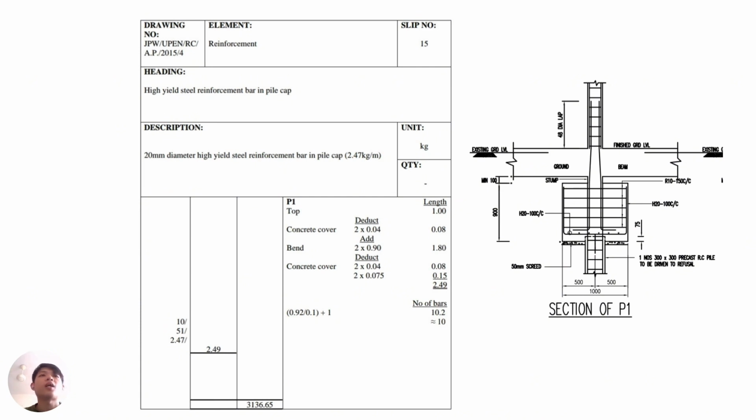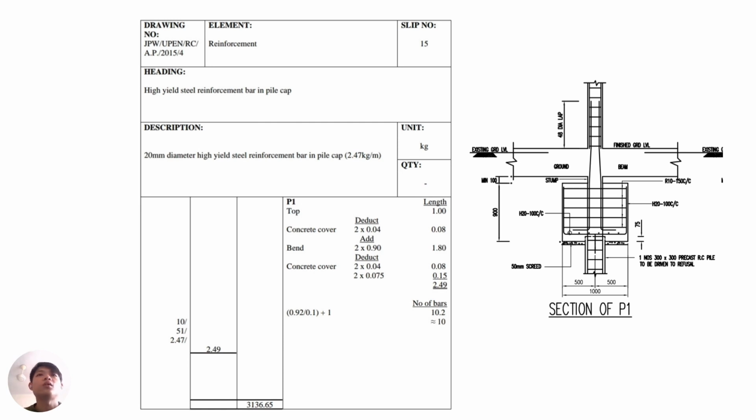For the 20 millimeter diameter high steel, which is P1, P4, P5, until P7, we can calculate it as follows. For the example of P1, the length is equal to 1. Then we need to deduct the concrete cover on the right side and the left side, which is 0.04, so the length will be deducted by 2 times 0.04 because of two sides. We need to add the bends, because there are two bends in the diagram, so we multiply 2 times the height of the pile cap, which is 0.9.